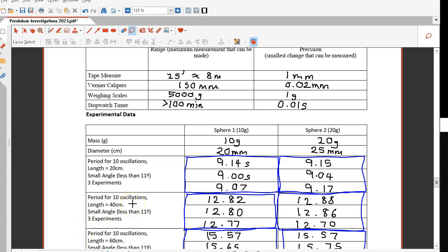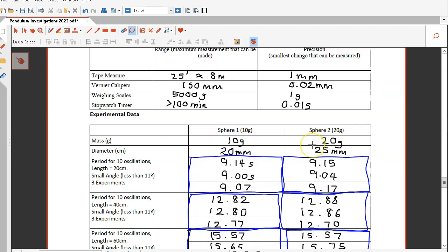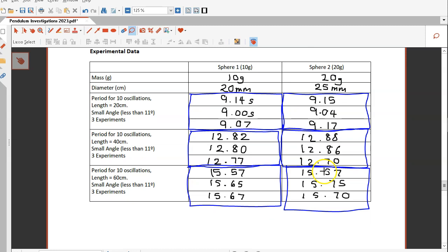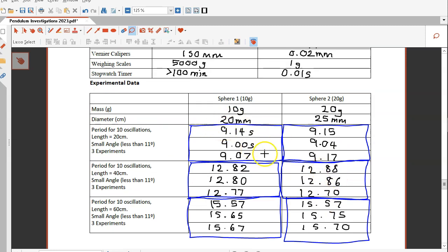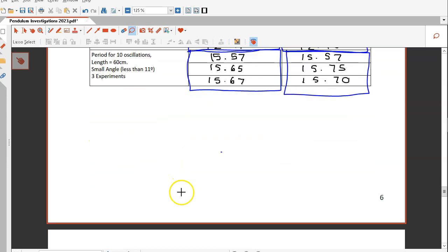Welcome to the second part of the video for the analysis of the data that we obtained from the Pendulum Investigations Lab. So here's our data, and I've just put boxes around them to group them into the sets of 3 repeats for each size of pendulum bob and for each length of pendulum.